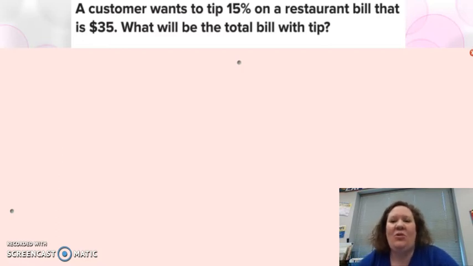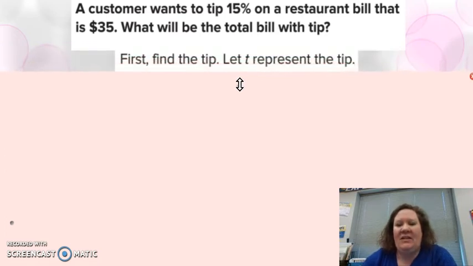A customer wants to tip 15% on a restaurant bill that is $35. What will be the total bill with tip? First, we need to find the tip. Again, we're going to use T to represent tip. You can use whatever variable you would like.